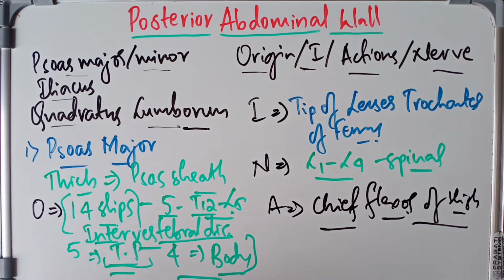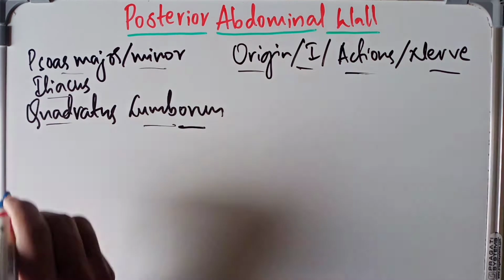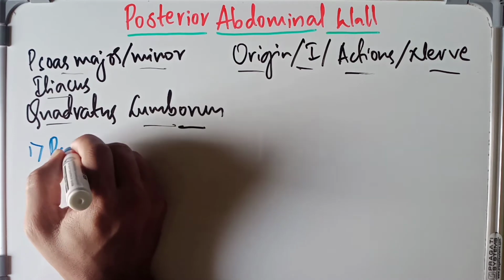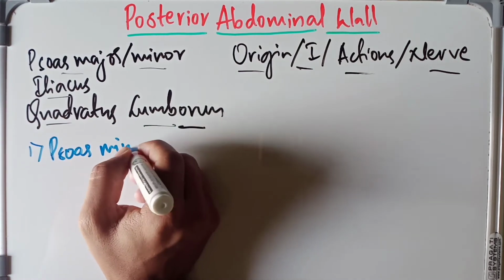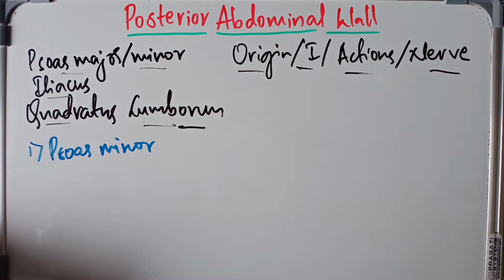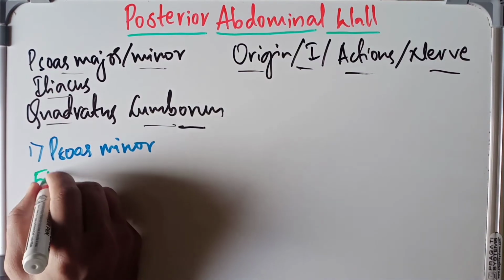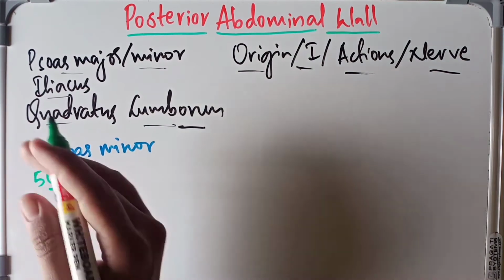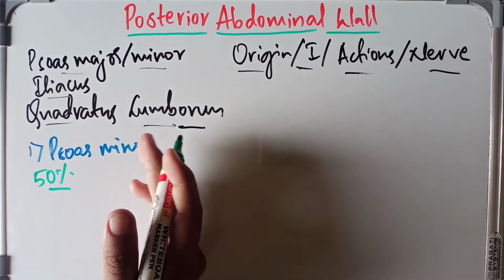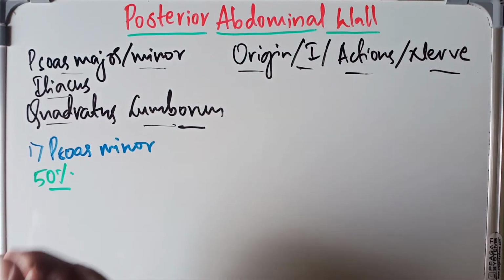Now we will discuss the psoas minor muscle. So coming to the psoas minor muscle, this muscle is present in about 50% of individuals, and it is absent in the remaining 50% of individuals. So when it is present, it will run downward in front of the psoas major.